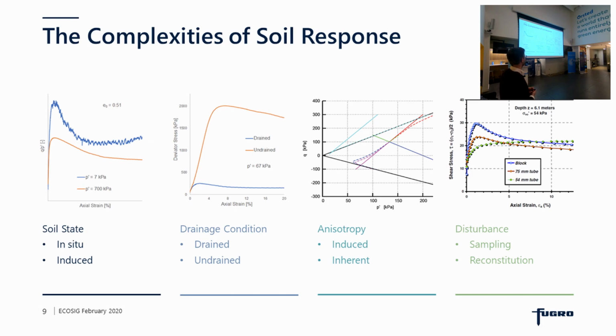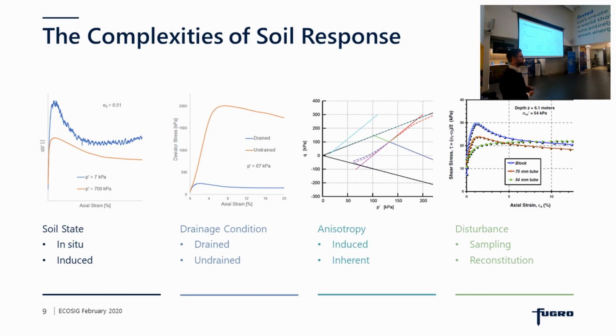And those differences can be quite some severe degree. Soil is anisotropic, both induced anisotropy from changes in stress, but also inherent anisotropy from changes in fabric of the soil itself. On top of everything else, we have to deal with quantifying disturbance in soil which occurs due to the sampling process and perhaps due to reconstitution of soil within the laboratory.